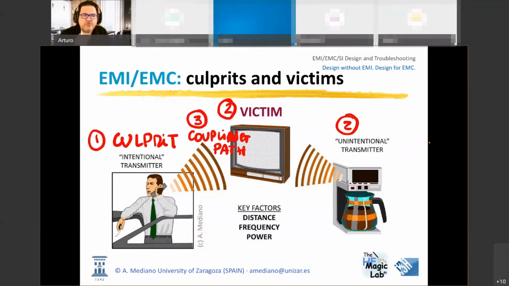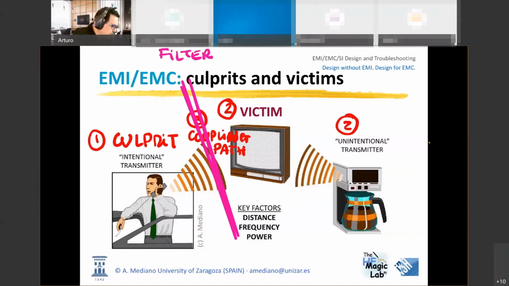If you try to solve EMI or EMC problems by the typical methods of filtering or shielding, remember that you are trying to go after the coupling mechanism. That means you try to introduce something in the middle between the culprit and the victim. If the coupling is conducted, you will be using filters. And if the coupling is non-conducted, you will be using shields. This is a very effective way to solve problems.